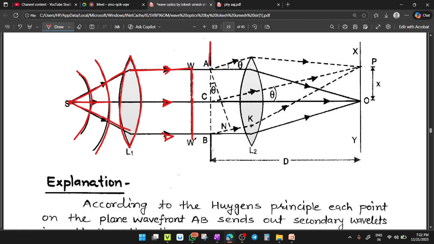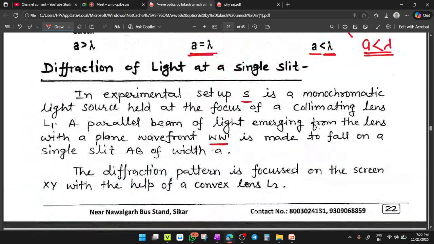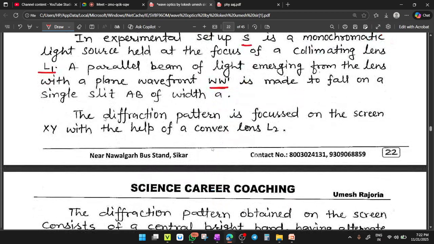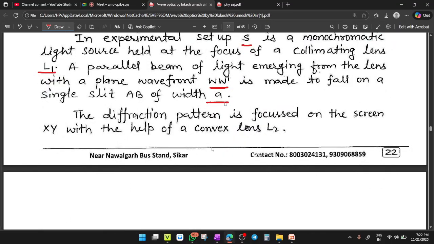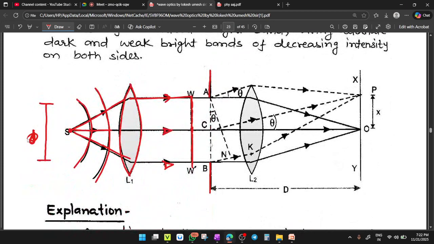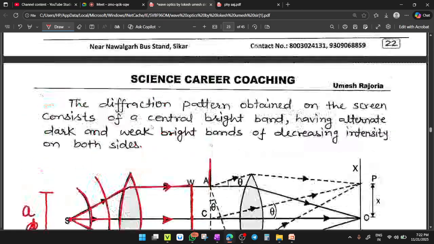Now this is your slit AB. AB is your slit. And the gap of the slit can be taken as a small d. So this lens L1 is called the collimating lens. So the parallel beam of light emerging from the lens with a plane wavefront WW dash is made to fall on a single slit AB of width a. So here in place of d, you have to take the width equal to a small a.